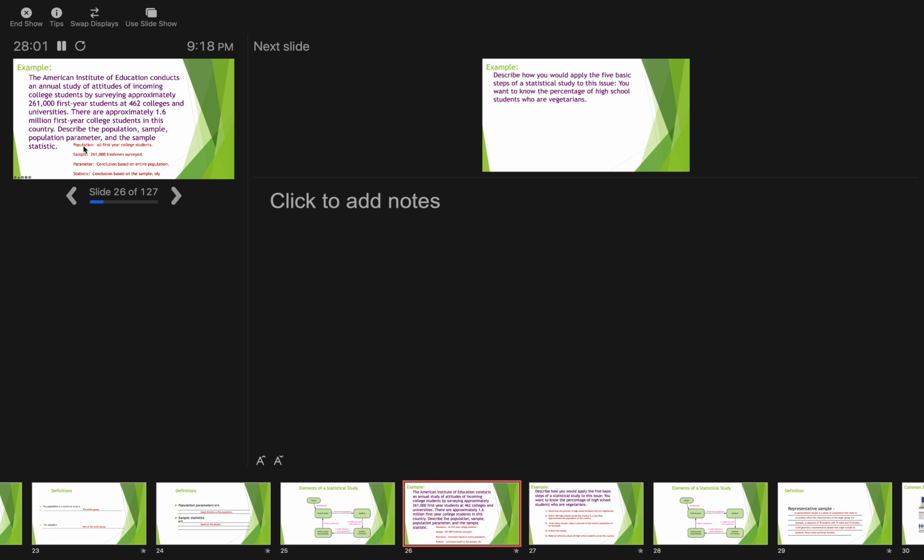So the population is all the first-year college students. In this case, the 1.6 million of them. The sample is the 261,000 freshmen surveyed because that's a piece of all of the college freshmen or first-year college students. The parameter would be a conclusion that would be based on the entire population, whereas a statistic would be based on the sample only.